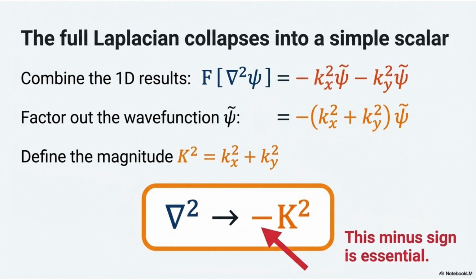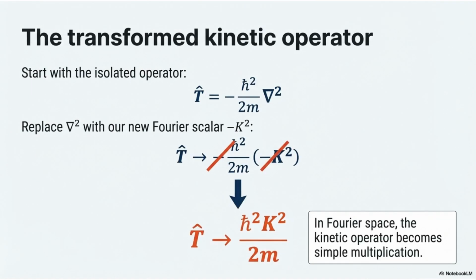The full Laplacian in Fourier space collapses into a simple scalar, negative k squared. This minus sign is essential. Replacing the Laplacian with the new Fourier scalar in the kinetic operator yields a simplified form. In Fourier space, the kinetic operator becomes simple multiplication.